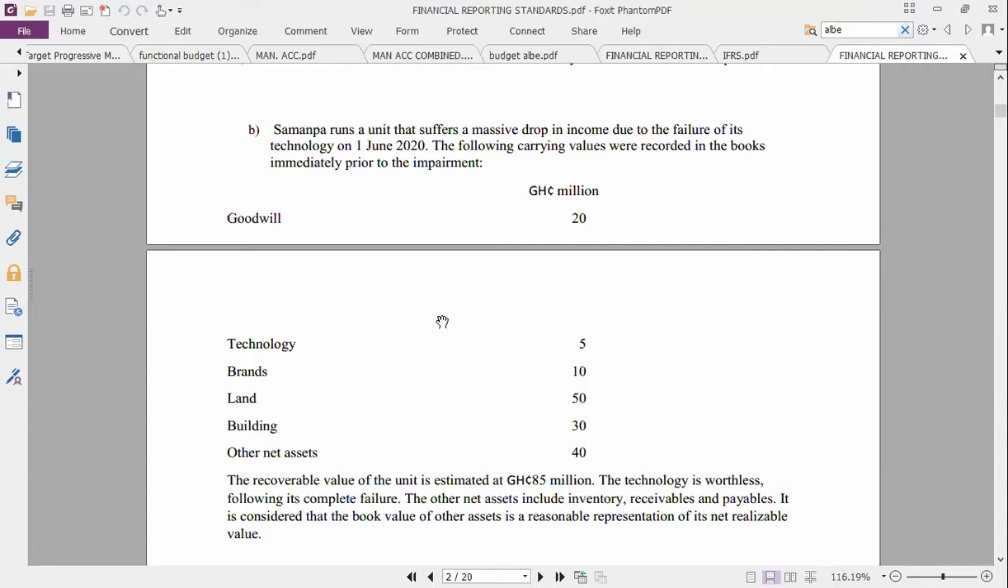So let's see. On June 2020, the following carrying values were recorded in the books immediately prior to the impairment. So before they tested for the impairment, these were the carrying amounts of the assets. Number one, goodwill. Two, technology. Three, grants. Then land, building, and other assets.